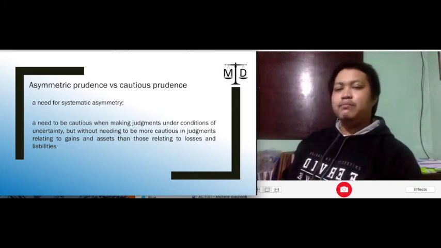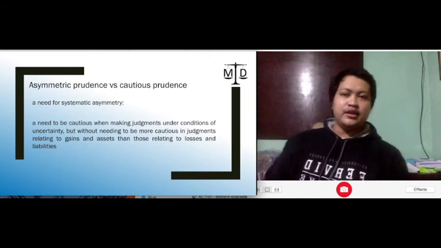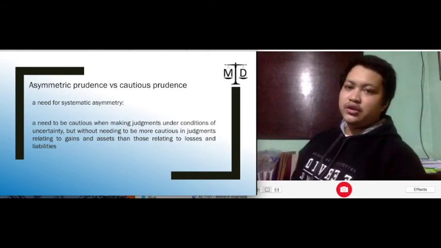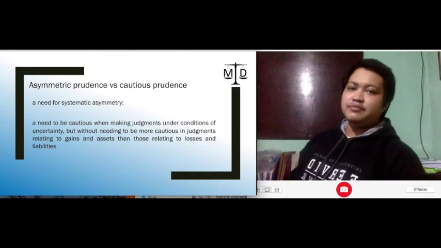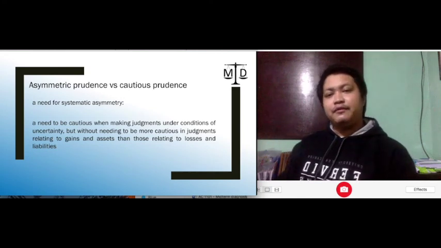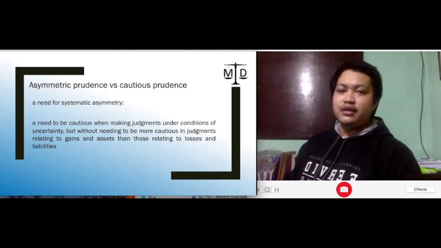So to expound on prudence, it's important for us to discuss the two types of prudence, which is your asymmetric prudence and your cautious prudence. Most books do not discuss this because these two are not discussed in the framework. I got this from the notes from the meetings of the IASB when they were trying to develop the 2018 framework.